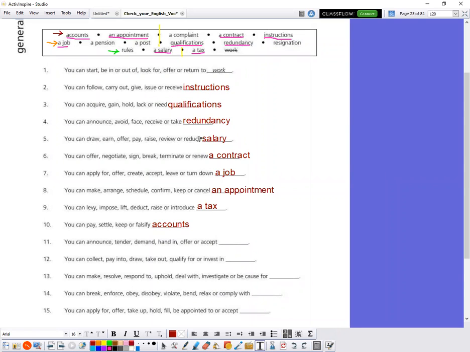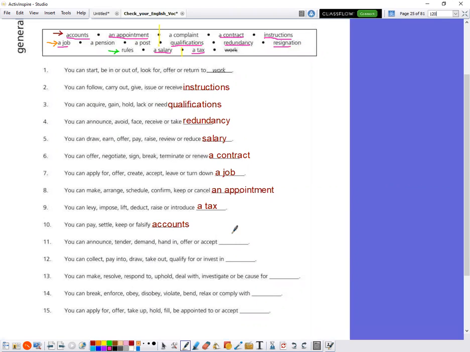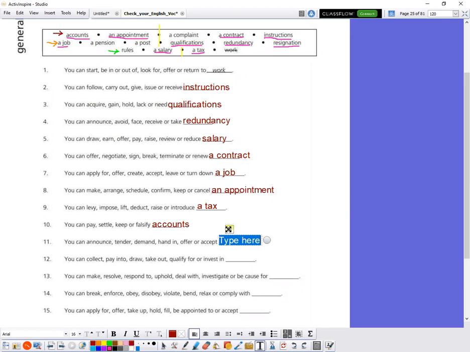Come on guys. Resignation. Yes, resignation. When you write down a paper, it means that you leave or exit work. Resignation. Okay.